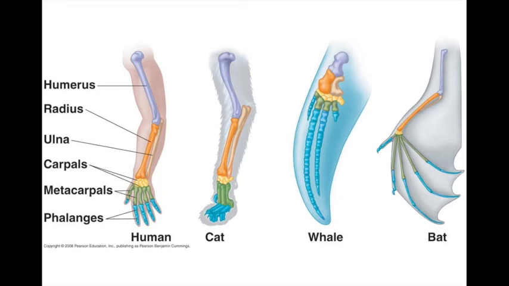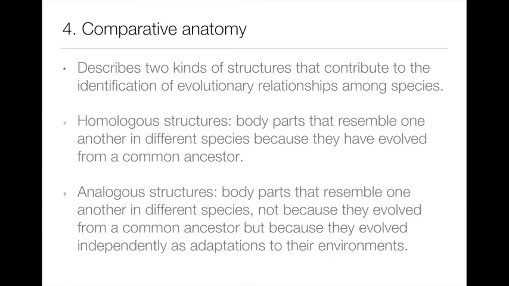So what are homologous structures? Body parts that resemble one another in different species because they have evolved from a common ancestor. Because anatomy may be modified for survival in specific environments, homologous structures may look different, but will resemble one another in pattern, how they're put together.